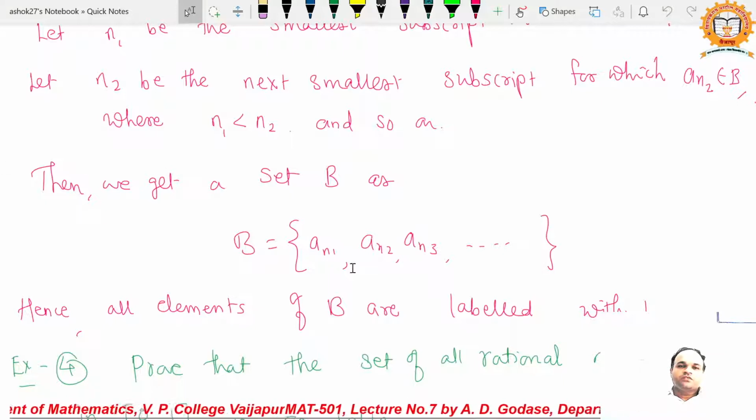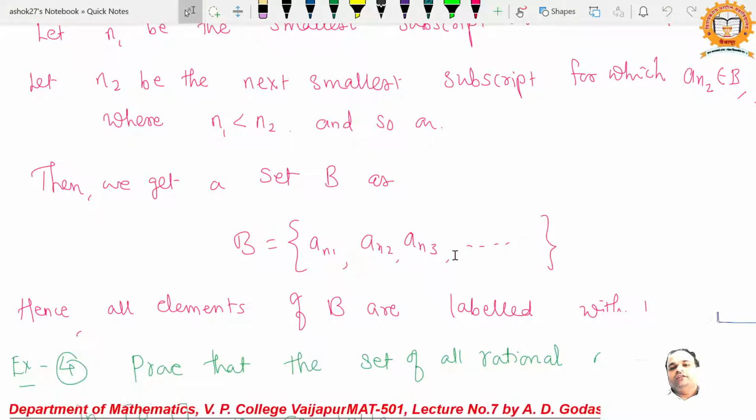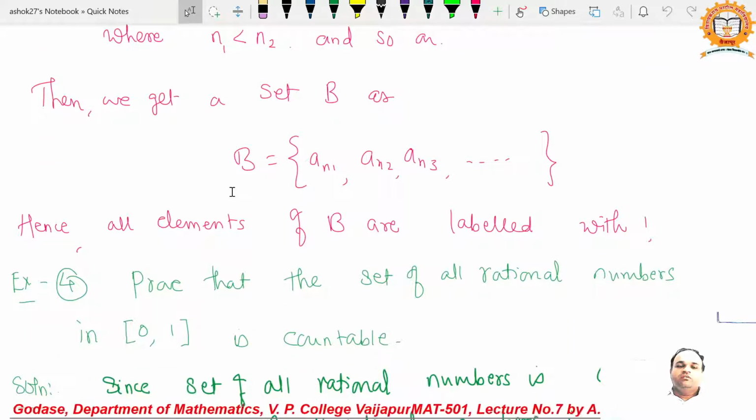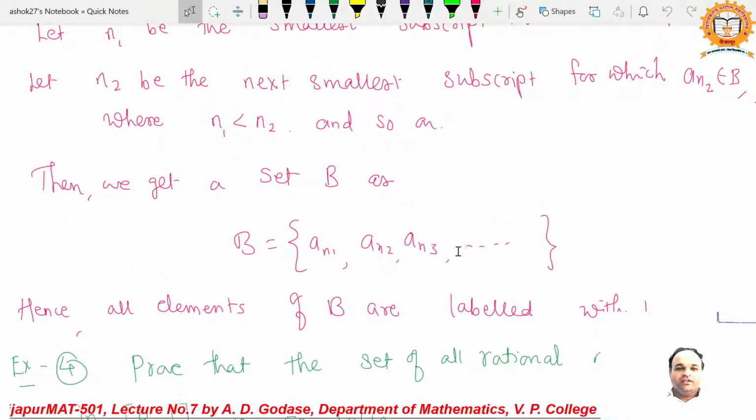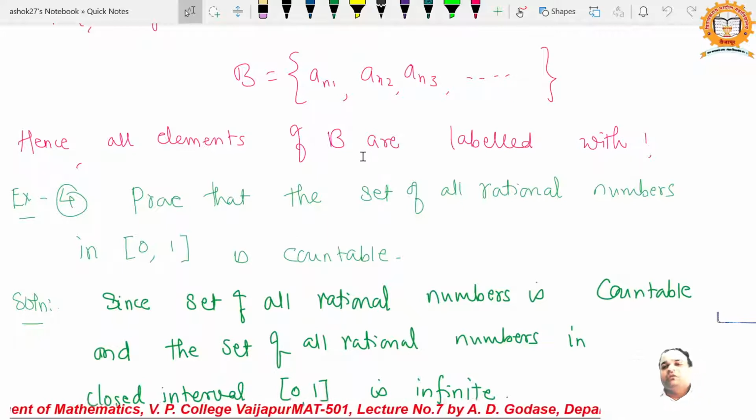So if we continue this process, we get all elements of B: a_n1, a_n2, a_n3, and so on. Means we are getting a counting scheme for the elements of B, labelling all elements of B, and therefore B will be a countable set. So that was example number 3.